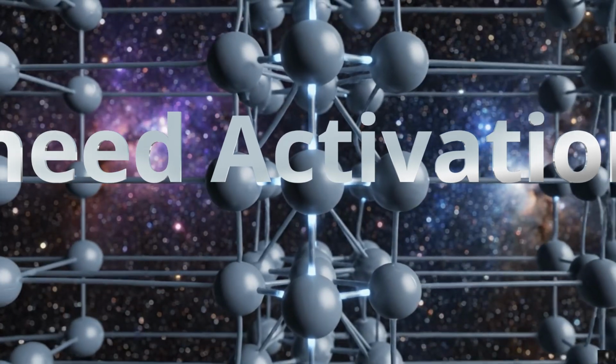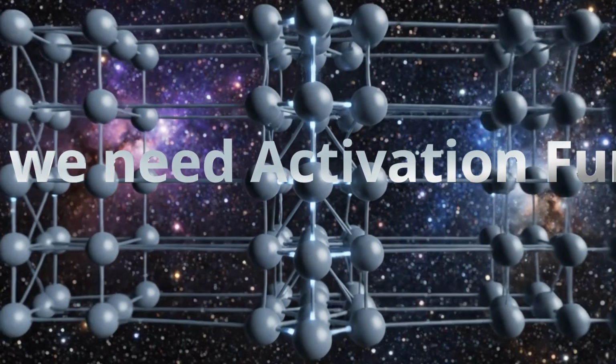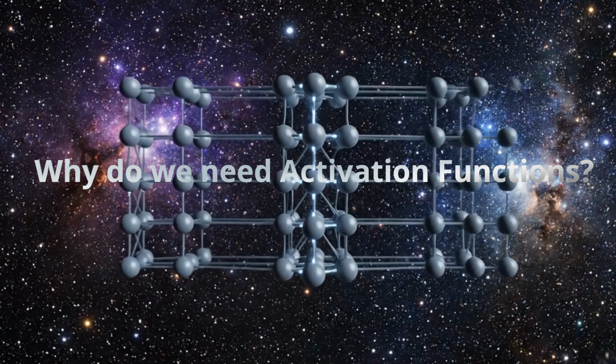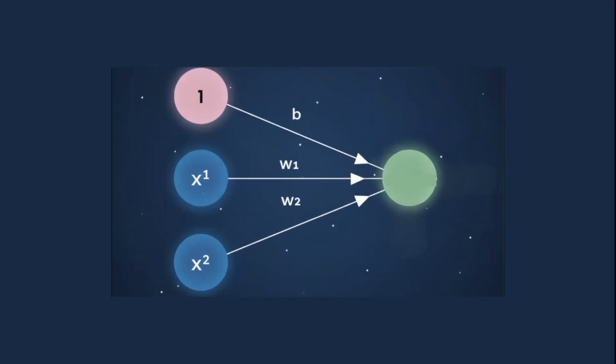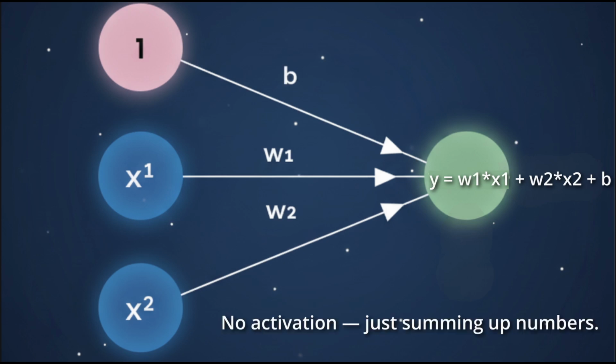So before we dive into what ReLu, Sigmoid, or Tanh actually do, let's first understand why we even need activation functions in the first place. Imagine we build a neural network, but we don't use any activation functions. Every neuron just multiplies inputs by weights and adds them up. That's completely linear math. And here's a catch.